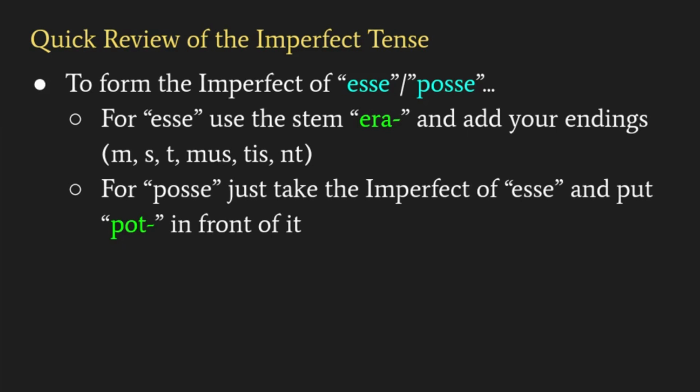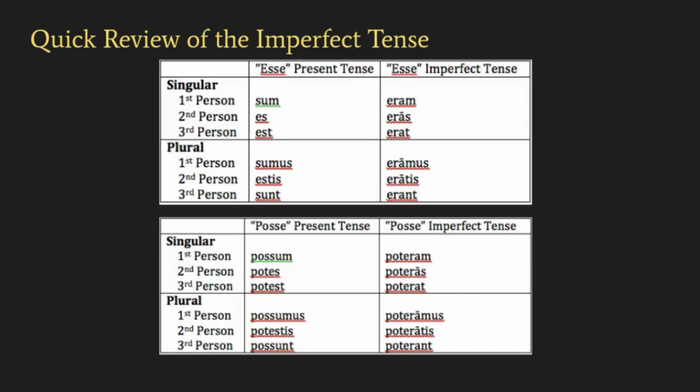For posse, you're doing the same thing, right? But you're taking the imperfect form of esse, so eram, eras, erat, and you just stick POT in front of it. So you get poteram, poteras, poterat. That's how you put them into imperfect tense. And this chart shows you esse and posse in present and imperfect tense, so you can see the difference, right? So again, they don't really look anything like each other because they're irregular verbs, meaning the present and imperfect tense versions. So sum becomes eram, es becomes eras, and down the line.